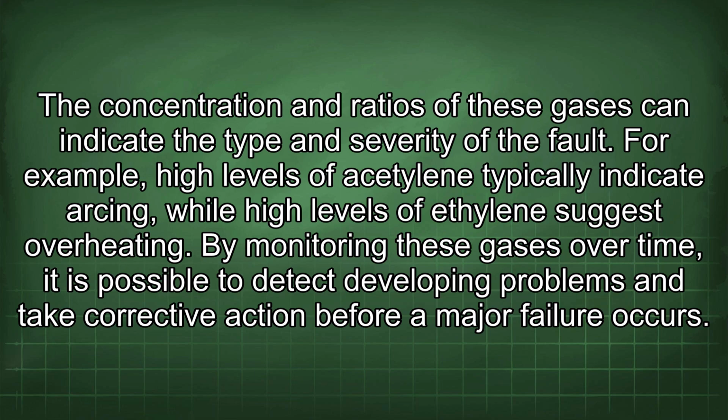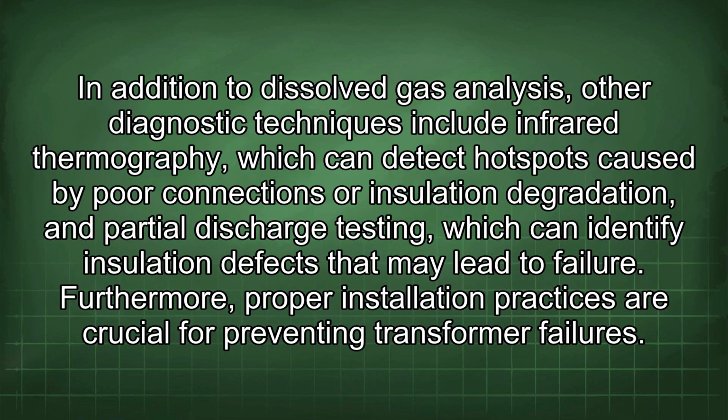For example, high levels of acetylene typically indicate arcing, while high levels of ethylene suggest overheating. By monitoring these gases over time, it is possible to detect developing problems and take corrective action before a major failure occurs. In addition to dissolved gas analysis, other diagnostic techniques include infrared thermography, which can detect hotspots caused by poor connections or insulation degradation, and partial discharge testing, which can identify insulation defects that may lead to failure. Furthermore, proper installation practices are crucial for preventing transformer failures.